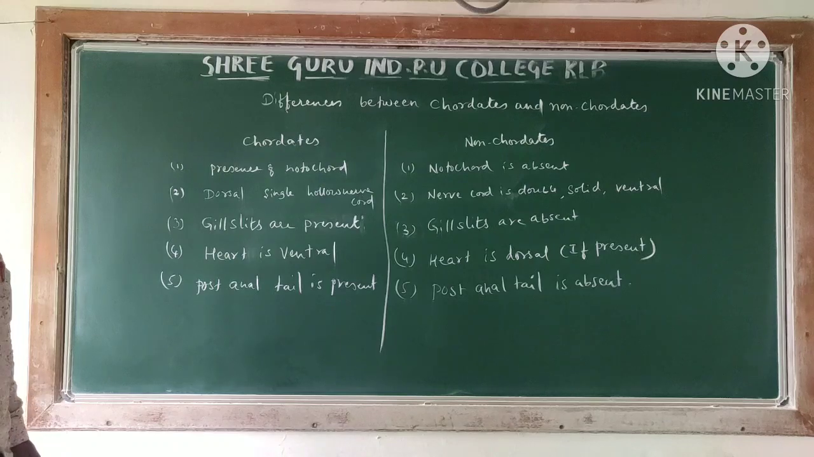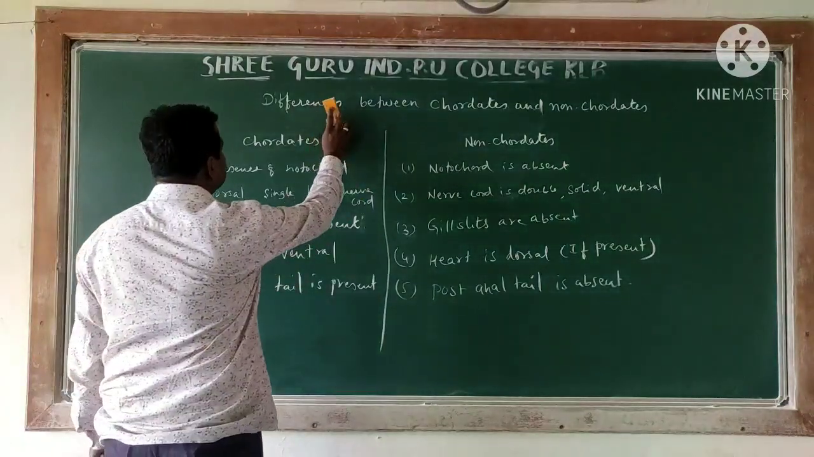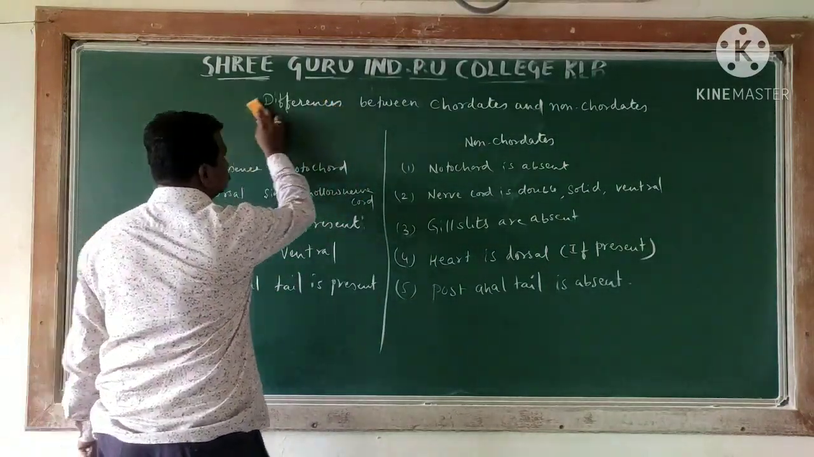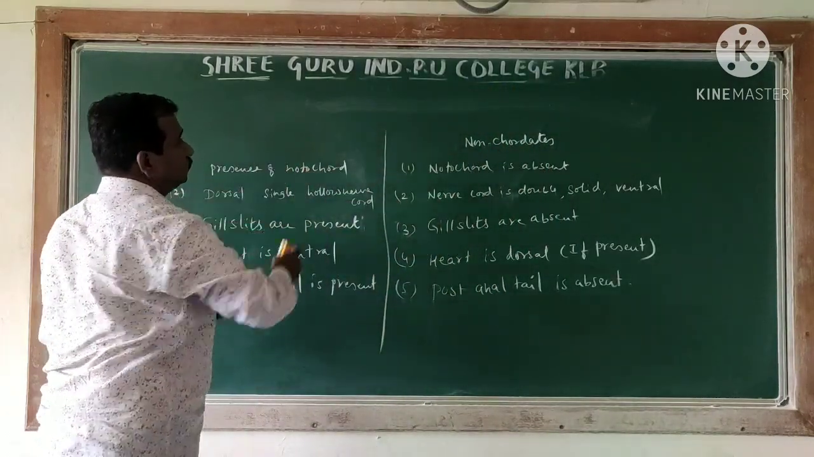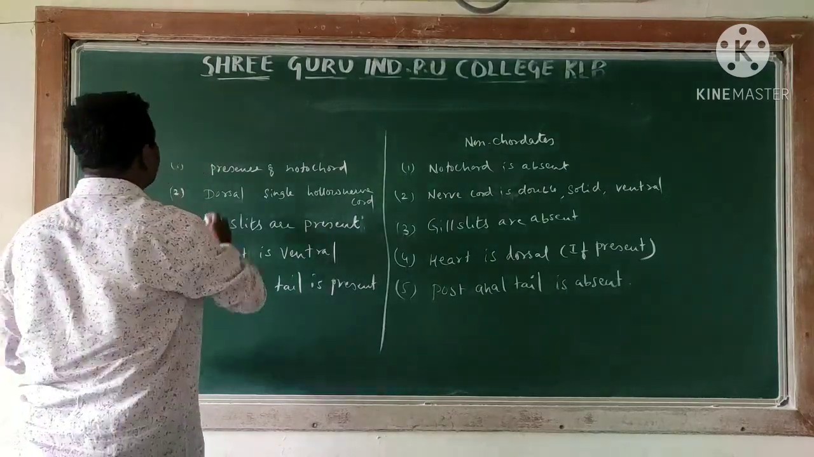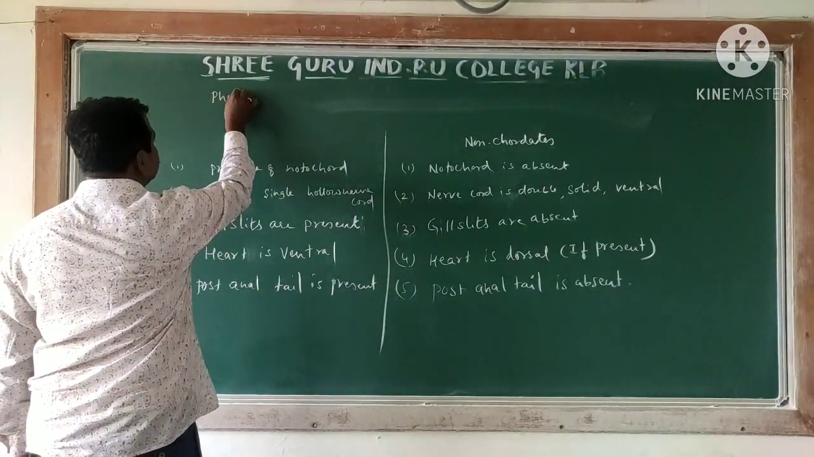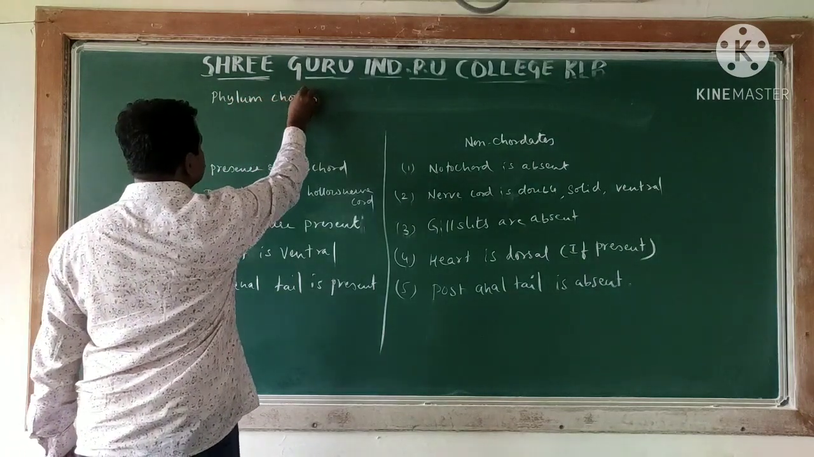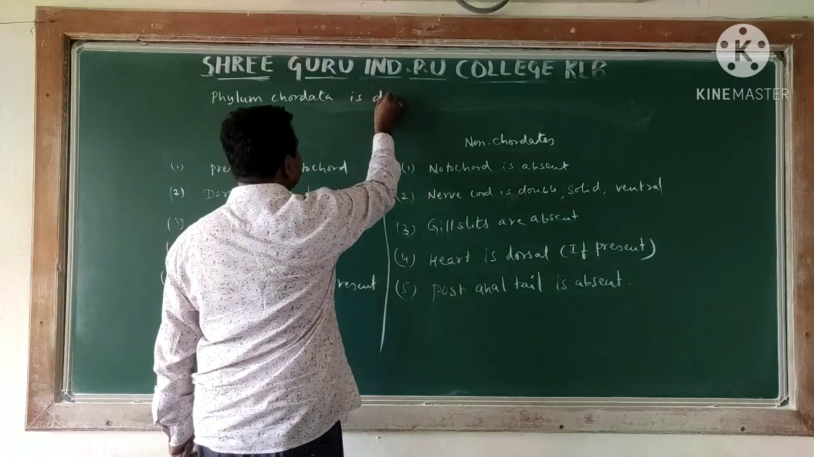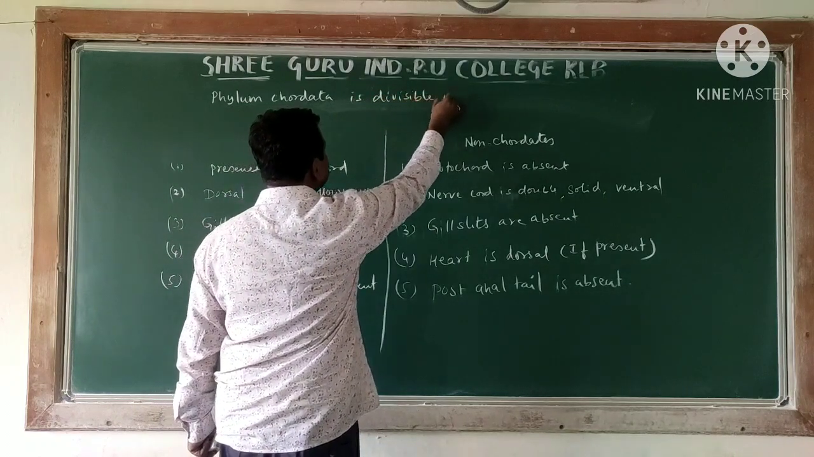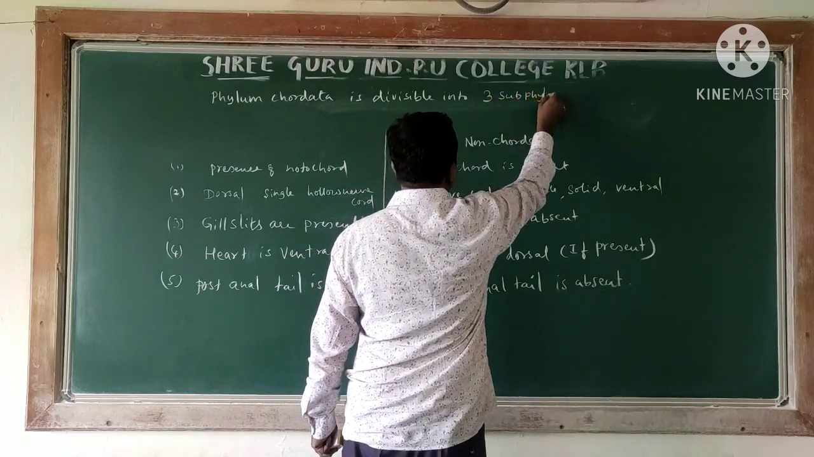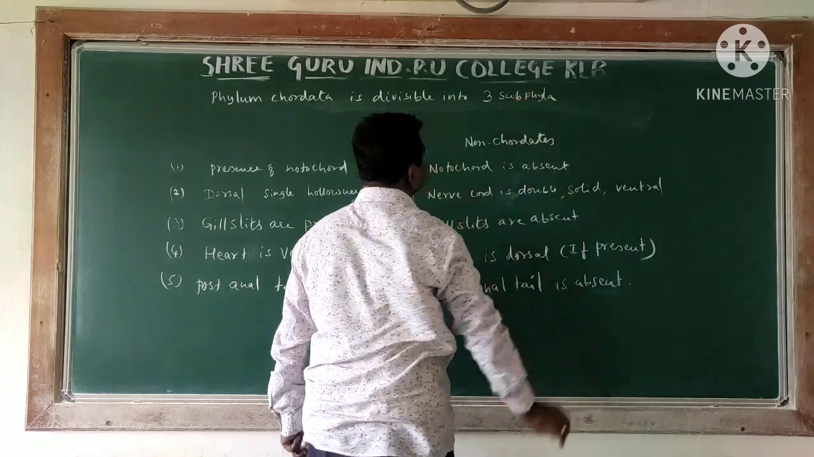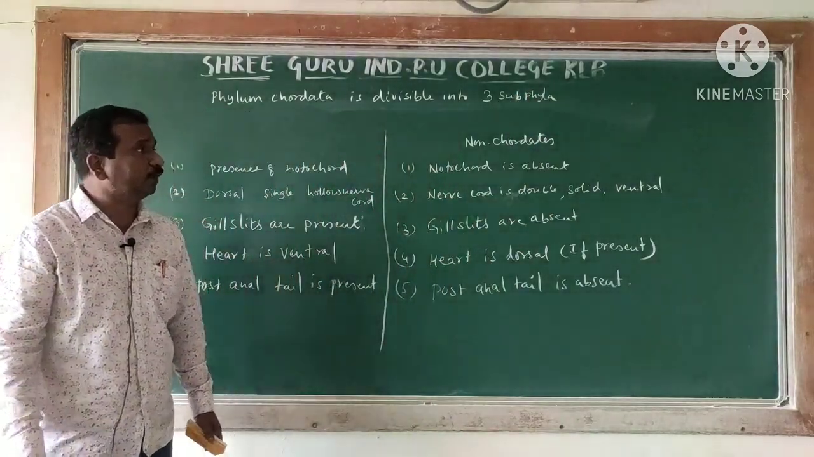So now, after completion of this, we are moving toward the next group. After the differences, now we are moving toward the next part, that is the phylum chordata. Phylum chordata is divisible into 3 subphyla.